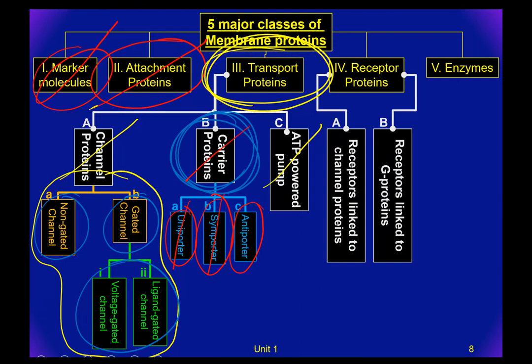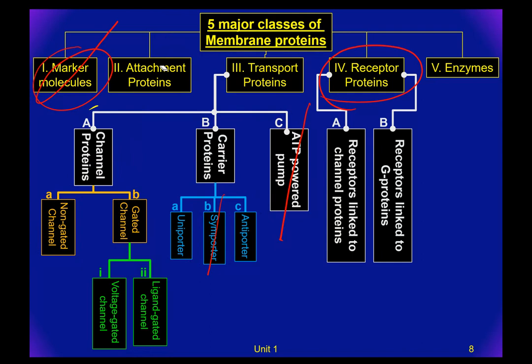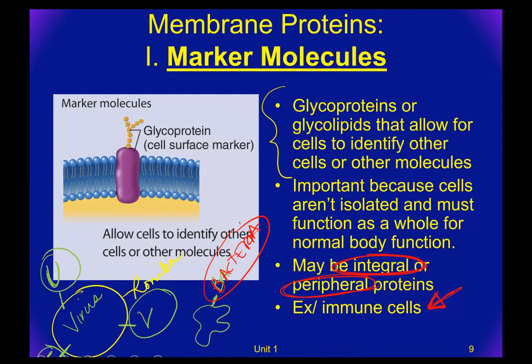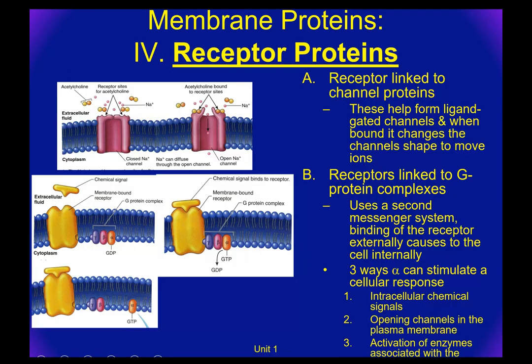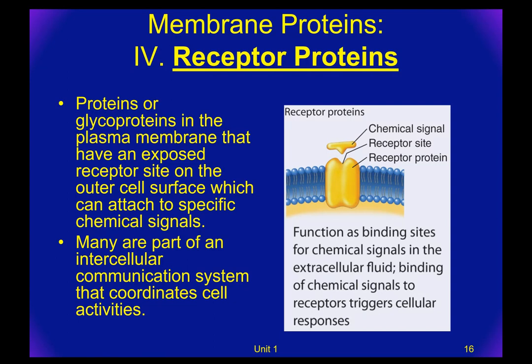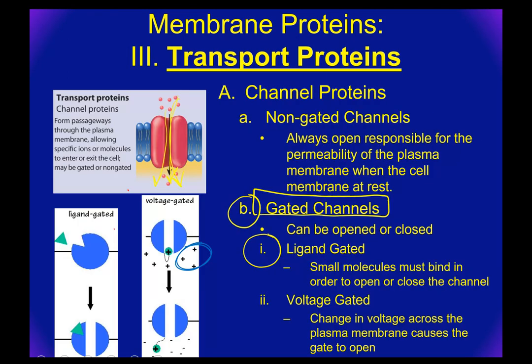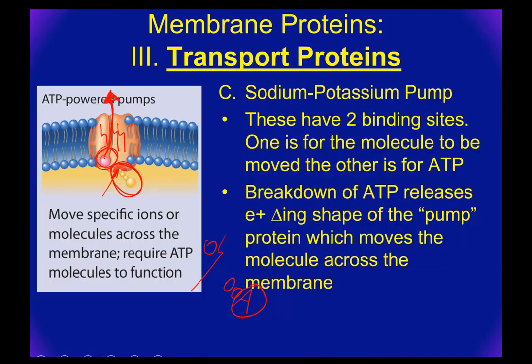That's the ATP powered pump. Now let's talk about receptor proteins. We've talked about all of this over here. Now we're going to be talking about receptor proteins. Receptor sounds like the word receiver, and that's exactly what this is. Receptor proteins are proteins or glycoproteins in the plasma membrane that have this exposed receptor site. Remember back when we were talking about channel proteins? I pointed out that there's that binding site right there with the key. Same kind of thing.